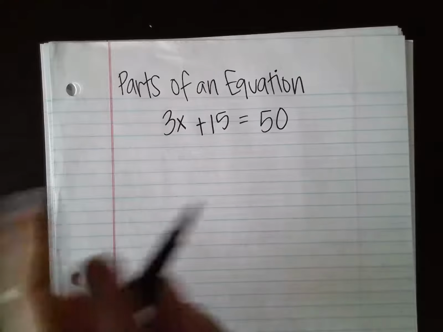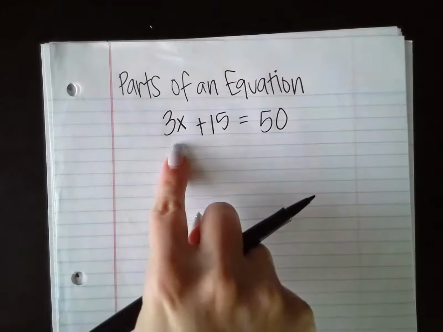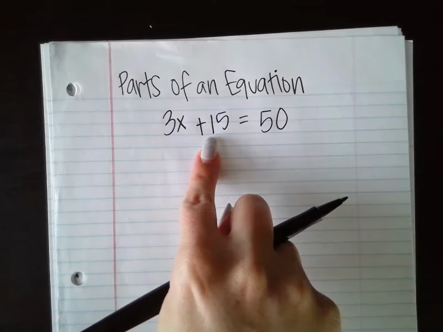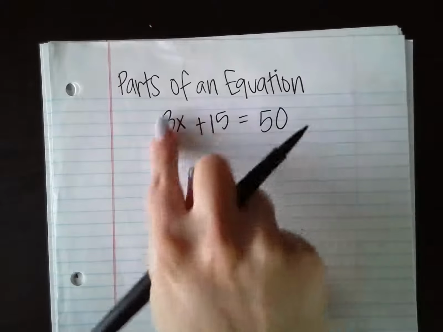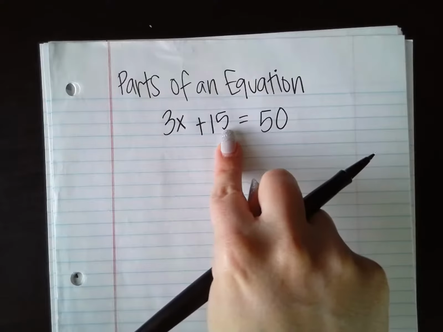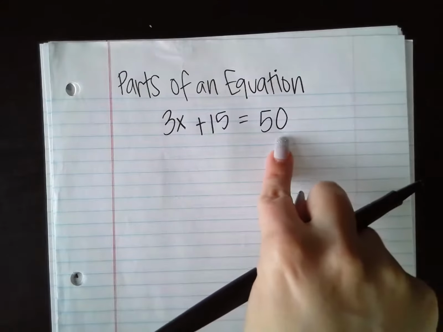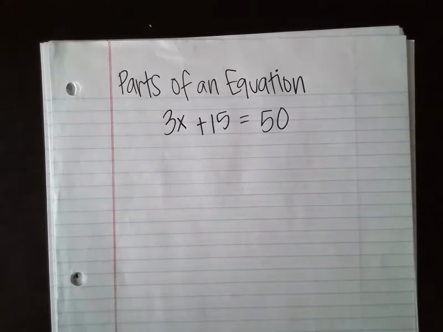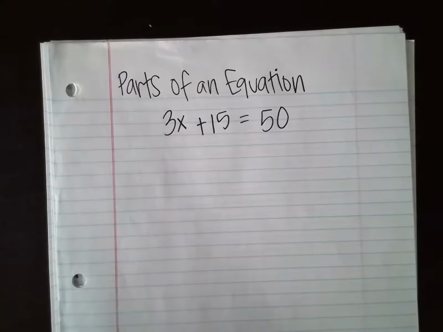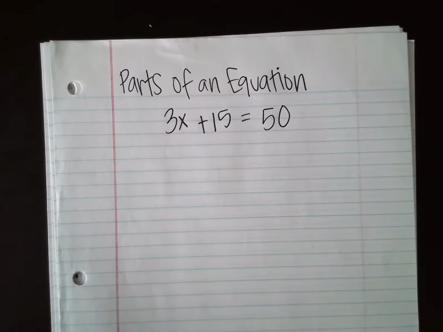This is an equation because it is showing two equivalent expressions. It's showing 3x plus 15 on one side of the equal sign and then 50 on the other side. So we know that whatever 3x plus 15 is, it has to be equivalent to 50. In this equation, we have different parts. I will color code them so you can see a little bit better. You do not have to color code unless you want to.